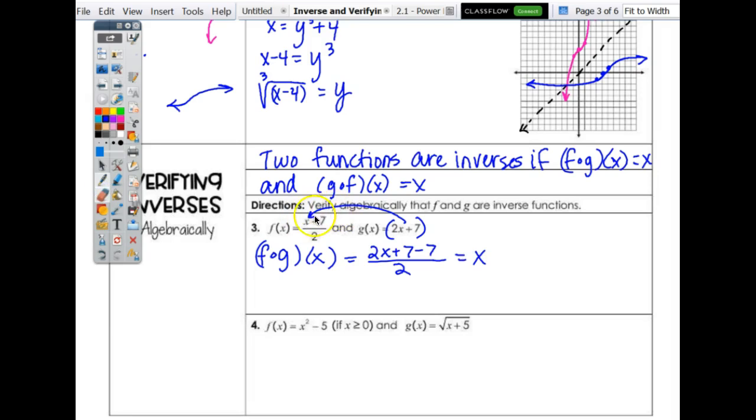So when I do it the other way, that means I'm going to put parentheses around the f, and I'm going to put it in for x. So this gets put in for the x. So I end up with 2 times x minus 7 over 2 plus 7. The 2s cancel, and then what happens to the 7s? And it equals x, so these are inverses.